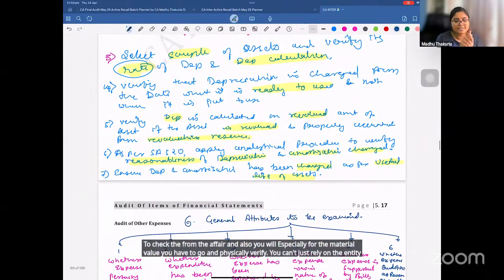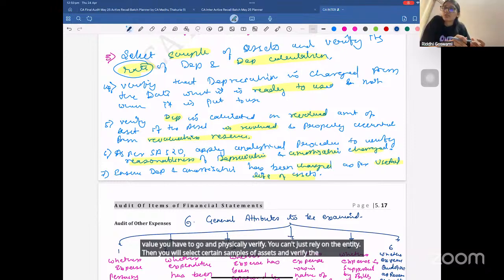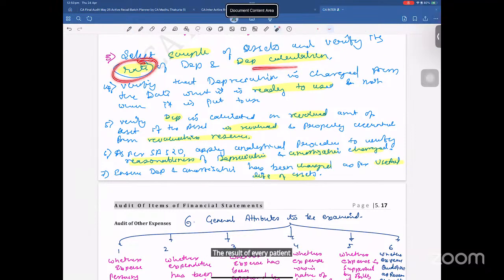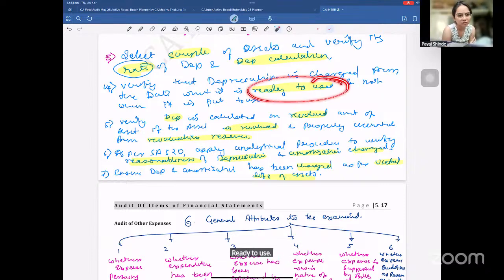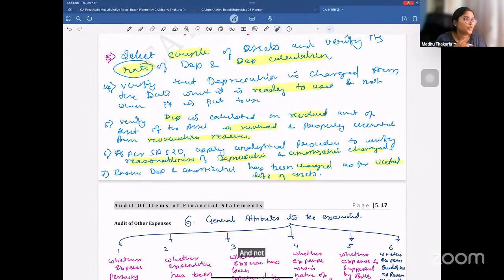Then you will select certain samples of assets and verify the rate of depreciation and depreciation calculation. Then you will verify the depreciation is charged from the date it is ready to use, and not from when it is put to use.